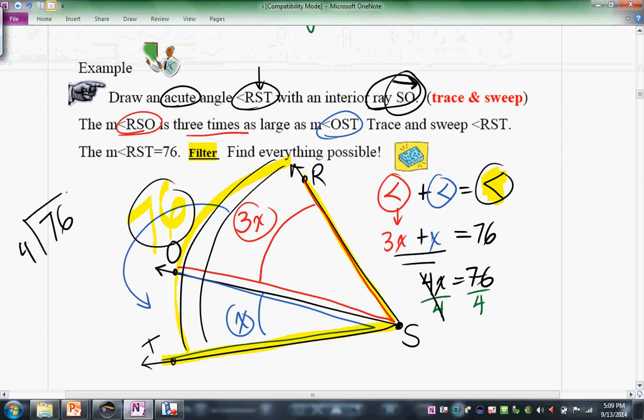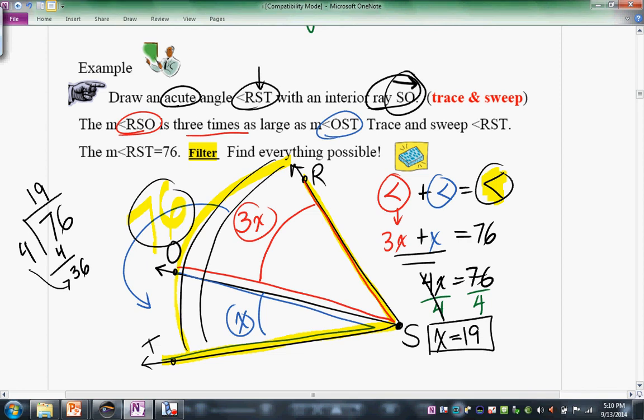Get your hands off the calculator. Single and double digit division you should try to do by hand. So 4 goes into 7 one time. Bring down the 4. That's 3 left over. There's 36. 4 goes into 36 9 times. So we have x equals 19.